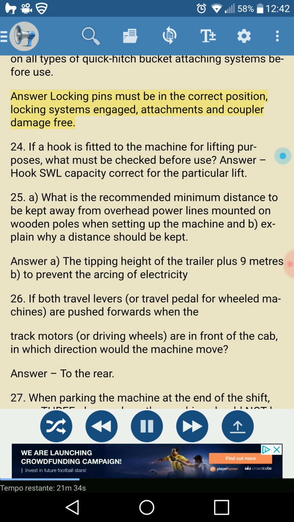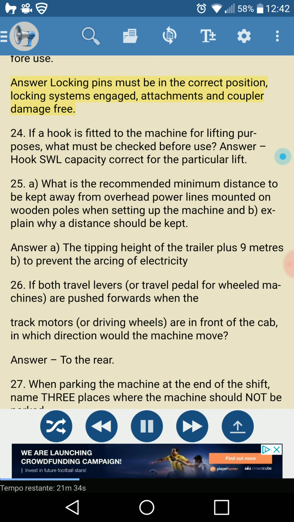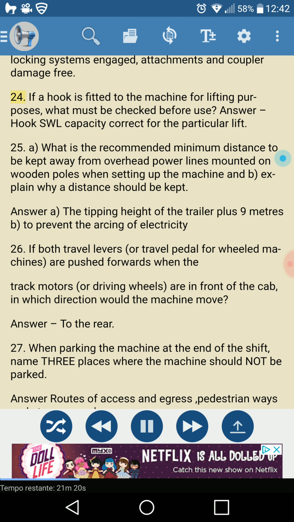Answer: locking pins must be in the correct position, locking systems engaged, attachments and coupler damage-free. 24. If a hook is fitted to the machine for lifting purposes, what must be checked before use? Answer: hook SWL capacity correct for the particular lift.